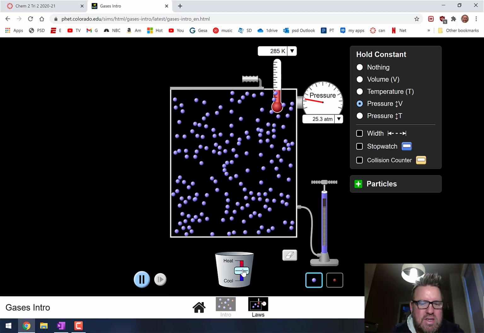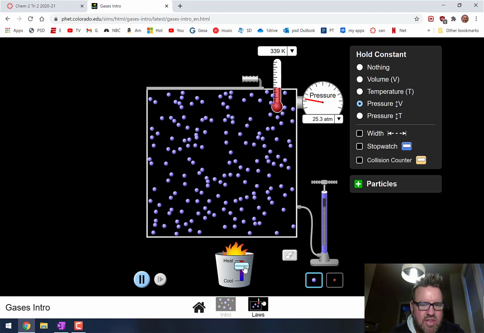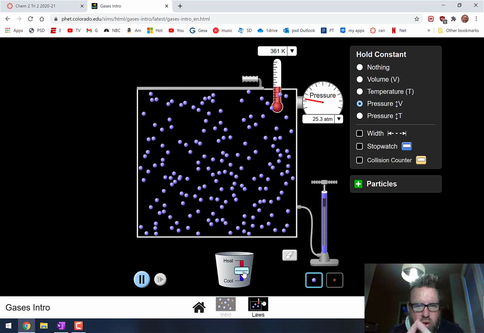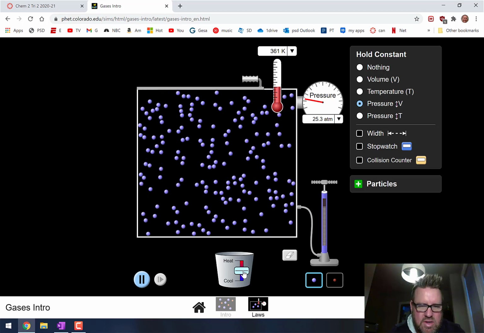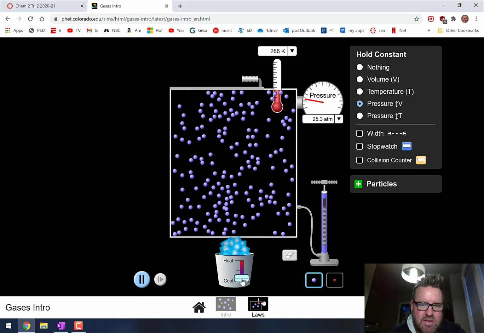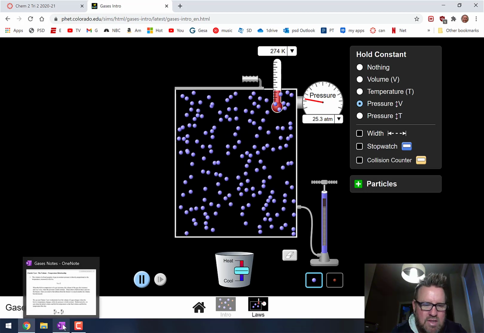Because as you raise the temperature, the gas particles start moving faster. You can kind of see that there. And as they move faster, they're hitting the walls of the container more often. And because they're moving faster, they're hitting the walls of the container with more force. And as you cool them down, you can see that as the temperature of the gas goes down, so does the volume of the gas.